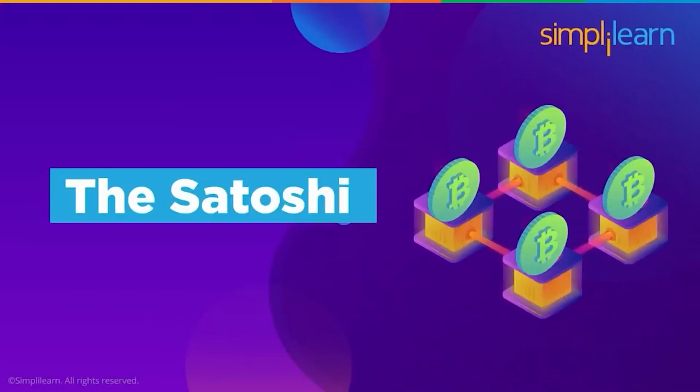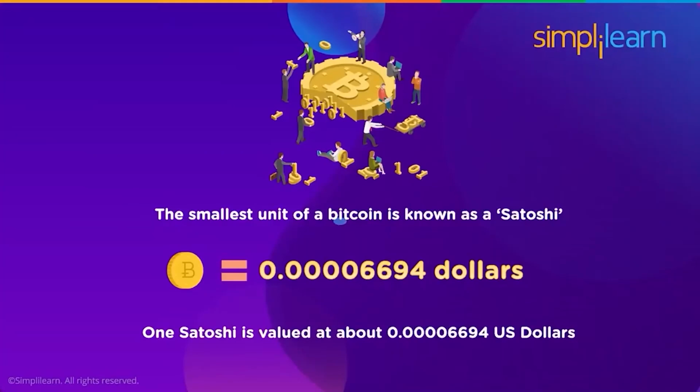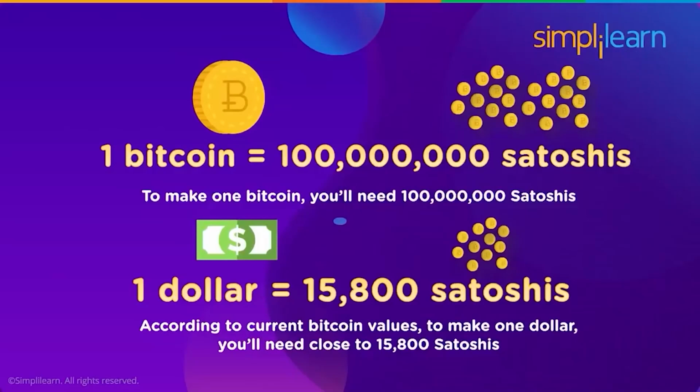Next up, we have the Satoshi. Now, as a sign of respect for the Bitcoin's creator, the smallest unit of a Bitcoin is known as a Satoshi. One Satoshi is valued at around 0.0000669 US dollars, which is a very low value. Now, to make one Bitcoin, you need approximately 100 million Satoshis. Now, according to the current Bitcoin values, which fluctuate a lot, to make $1, you'd need close to 15,800 Satoshis.